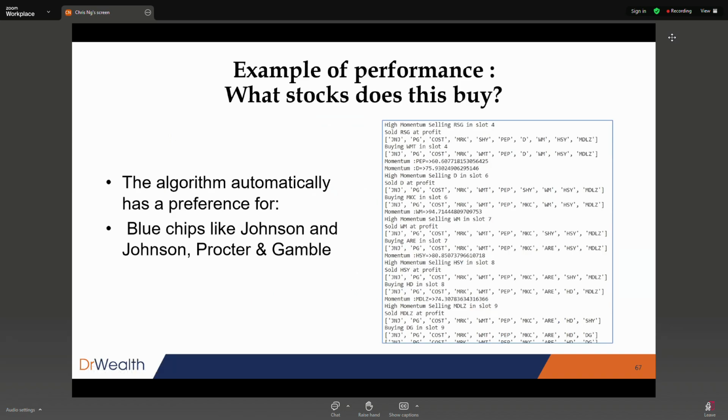But in practice, the algorithm would look for blue chip stocks that are temporarily doing badly, like Procter & Gamble, Johnson & Johnson, some oil companies, and they will allocate the amount of capital into it like a very conservative kind of fund manager. That's what the algorithm is designed to do.